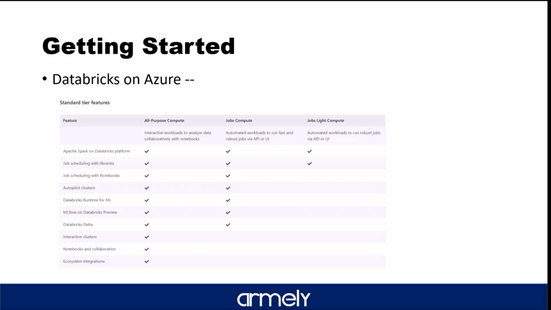So from the Azure perspective, you get two tiers. You have Databricks as a standard tier, and then you have what we call the enterprise, or premium, tier. In the standard tier, you can do all-purpose compute, job compute, and job light compute, which is for automated workloads using APIs or UI. So these are some of the key features you're going to have, because you can only do one tier or the other.